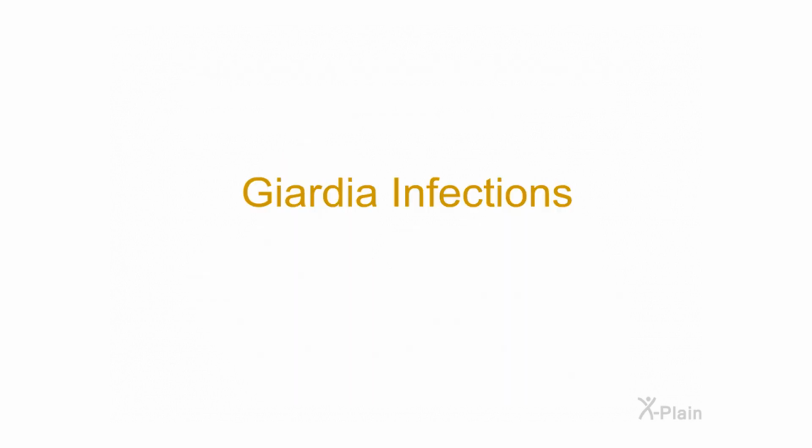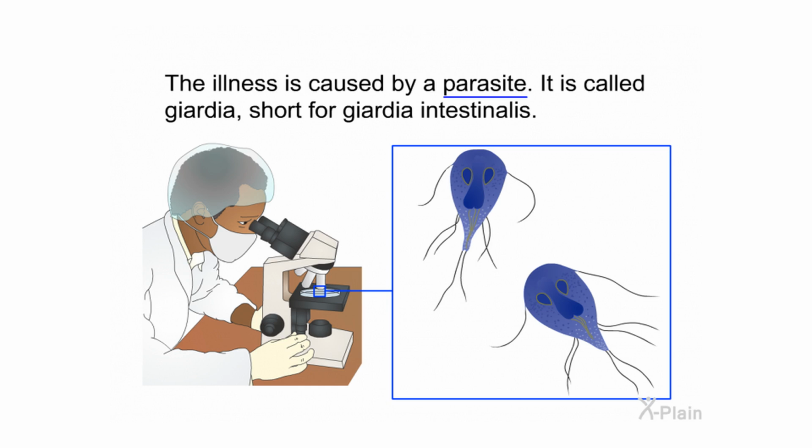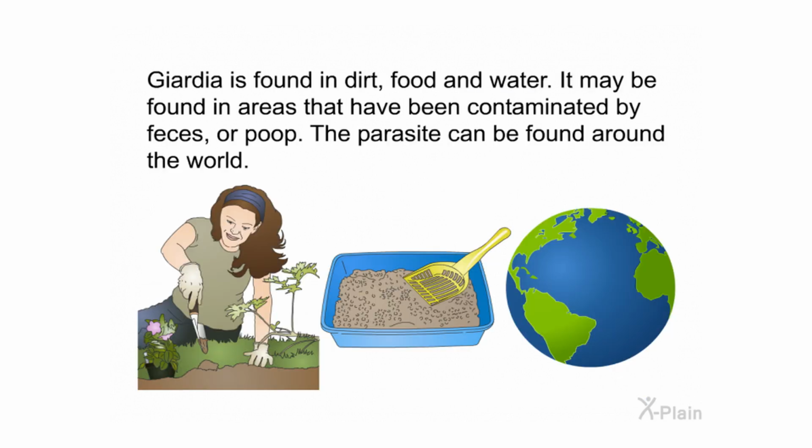Giardia infections. The illness is caused by a parasite. It is called Giardia, short for Giardia intestinalis. Giardia is found in dirt, food, and water. It may be found in areas that have been contaminated by feces or poop. The parasite can be found around the world.